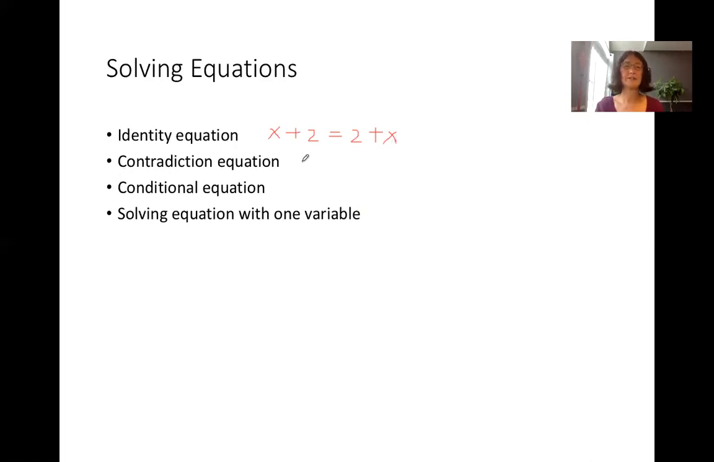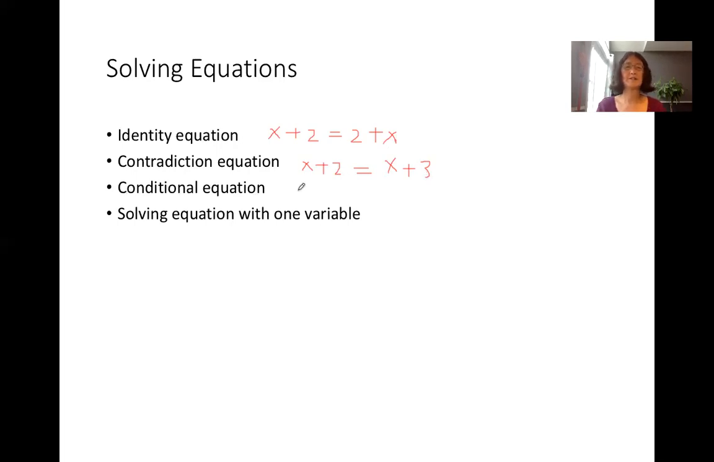Contradiction equation. If you have x plus 2 equal to x plus 3, this is an equation, but it contradicts itself, because when you cancel out x from both sides, you get 2 equal to 3. It is impossible.